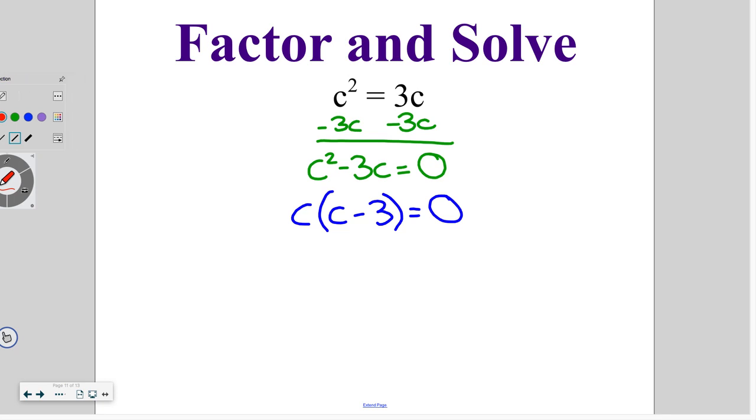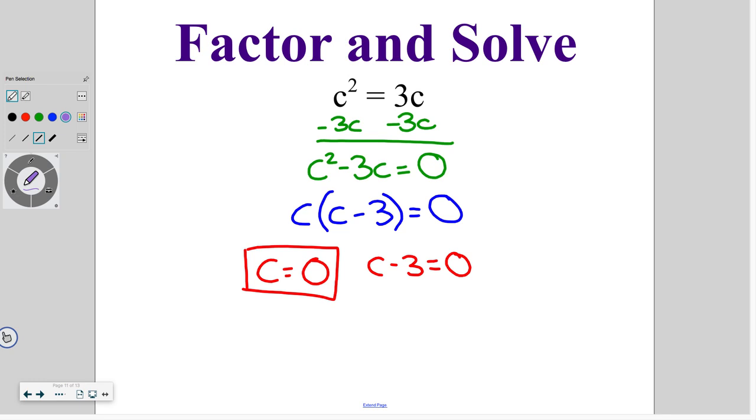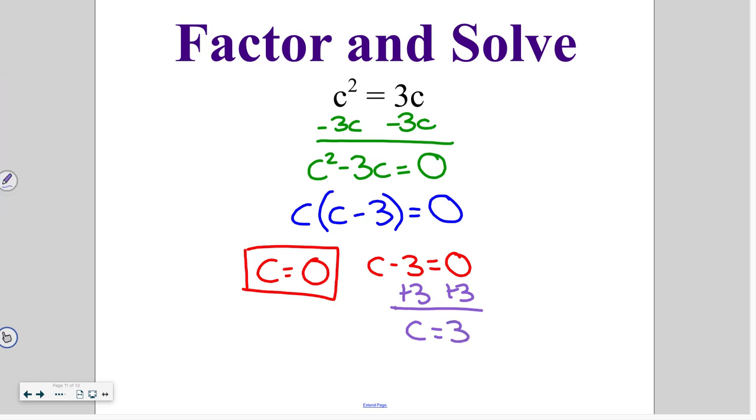So the first part is the GCF. That's equal to 0. This is a solution. Then we do our second part. c minus 3 is equal to 0. This one actually requires me to finish solving a problem by adding 3 to both sides. And I get c is equal to 3.